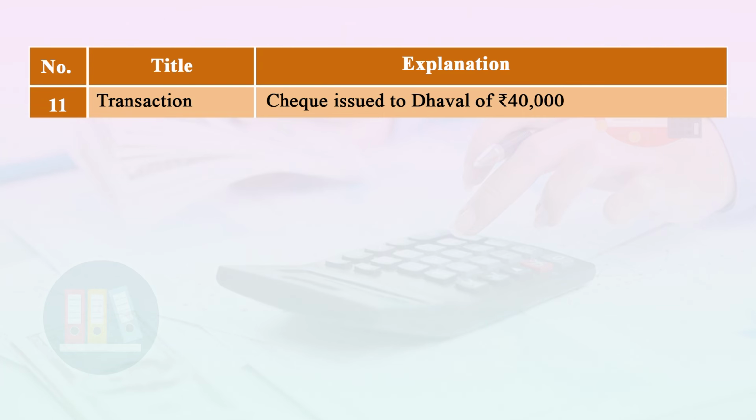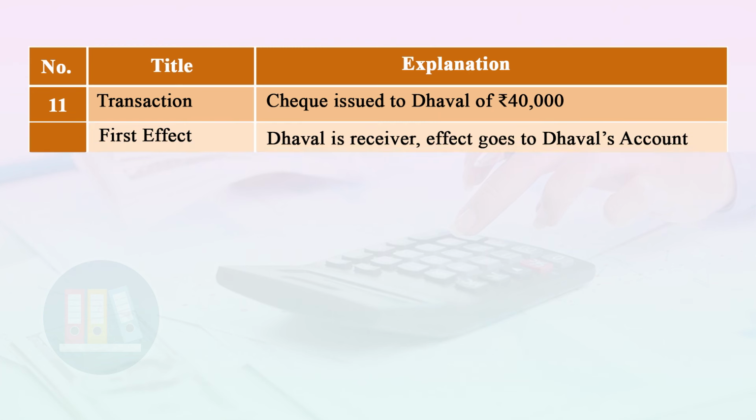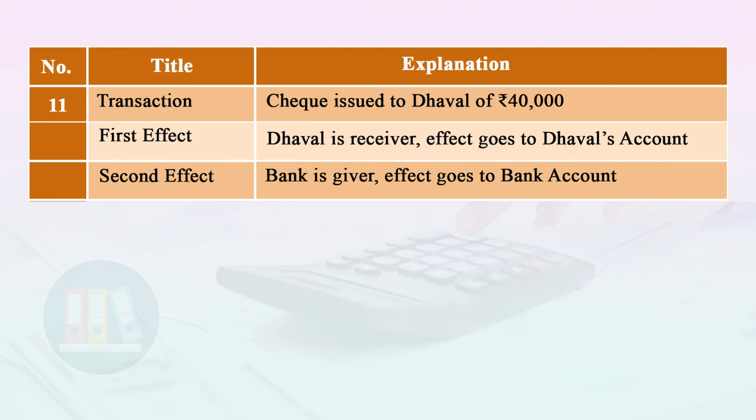Now next and last transaction is check issued to Dhaval for rupees 40,000. The first effect is Dhaval is the receiver, as we have issued the check to the Dhaval, so effect goes to the Dhaval's account. And second effect is, as we have issued the check, bank will become the giver, so effect goes to the bank account.